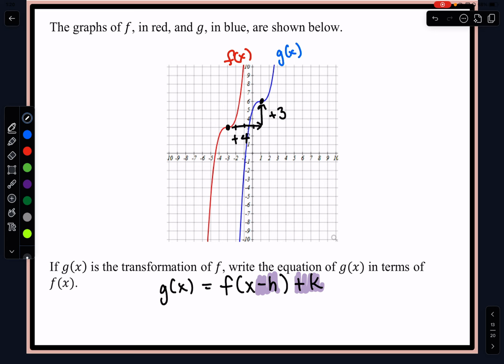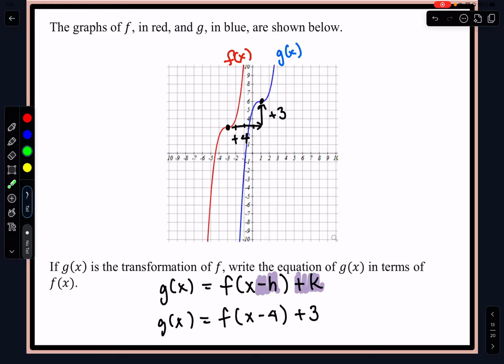So the formula for g in terms of f would be that g of x is equal to f of x shifted 4 units to the right. That means we write x minus 4 in order to indicate that we're moving to the right 4 units. And up 3 means plus 3 on the outside, for k. Plugging in those values, this is what the equation is.